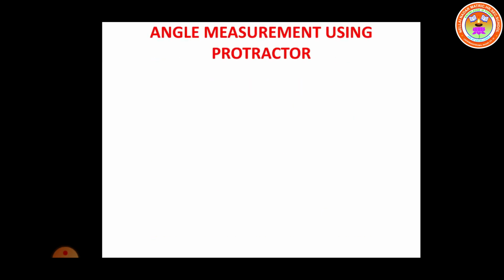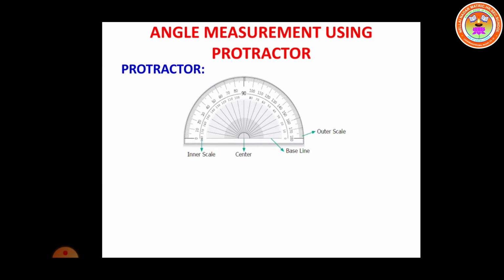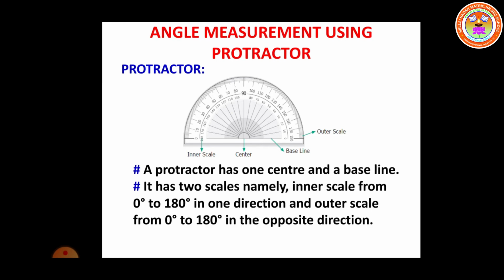Angle measurement using protractor. First, we will know protractor. See the given diagram. This is named as protractor. The center and baseline is the first. Then it has two readings. One is from inner scale, another one is from outer scale. A protractor has one center and a baseline. It has two scales, namely inner scale from 0 degree to 180 degree in one direction and outer scale from 0 degree to 180 degree in the opposite direction.